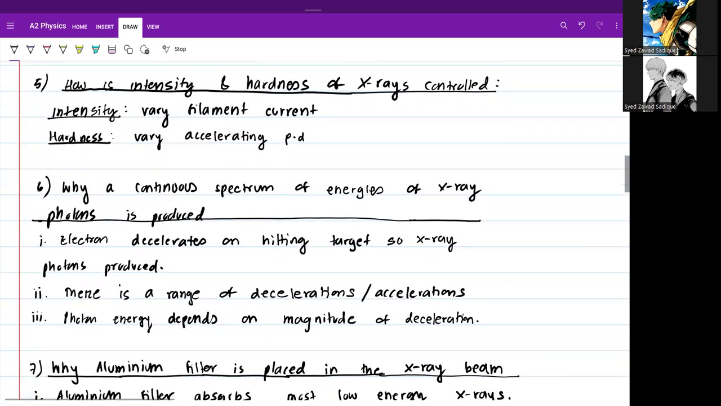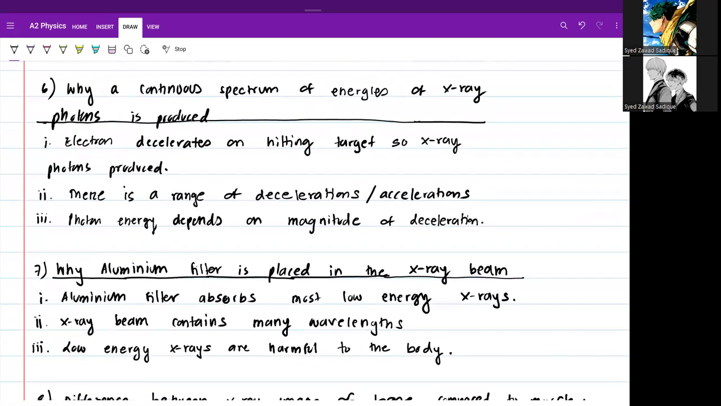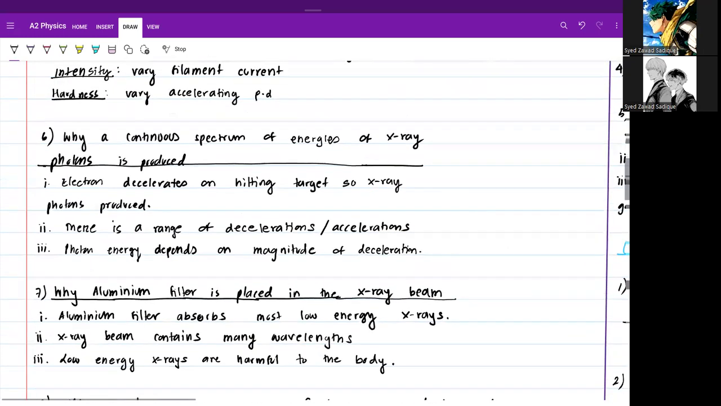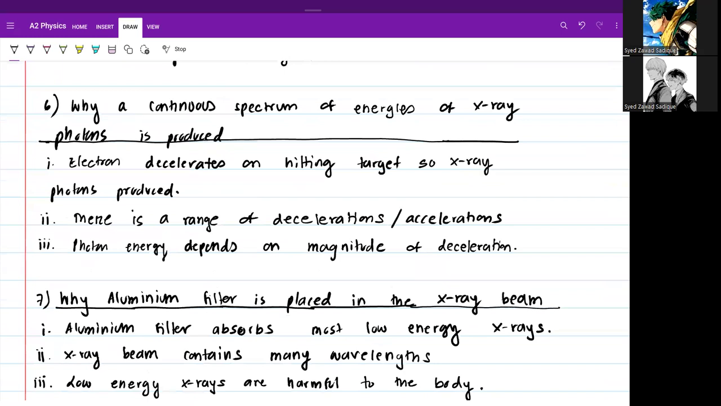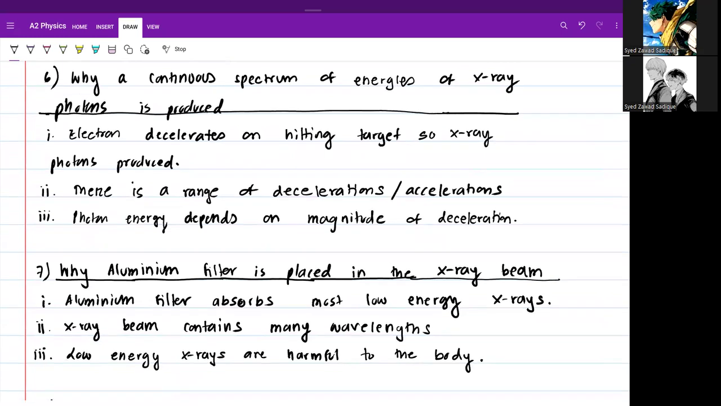Why is a continuous spectrum of energies of X-ray photons produced? So the answer is electron decelerates on hitting metal targets, so X-ray photons are produced. There is a range of decelerations. Photon energy depends on magnitude of deceleration.